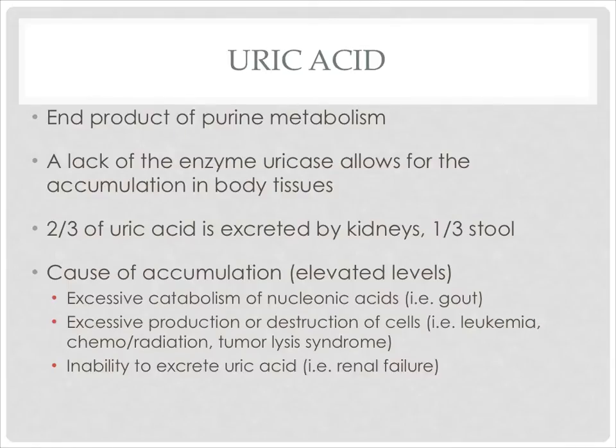When are you going to have high levels of uric acid? You're going to have it when there's excessive breakdown of nucleic acids, and that would typically result in gout. You're going to have it when there's excessive production or destruction of cells. So production would be things like leukemia, but destruction you could see in things like chemo and radiation therapy or tumor lysis syndrome. In addition, you will have accumulated levels of uric acid when you have renal failure, because you have an inability to excrete the levels of uric acid.